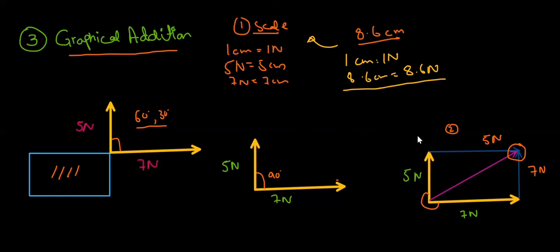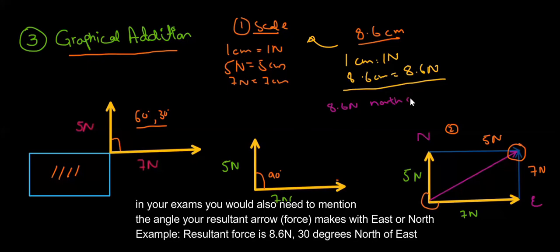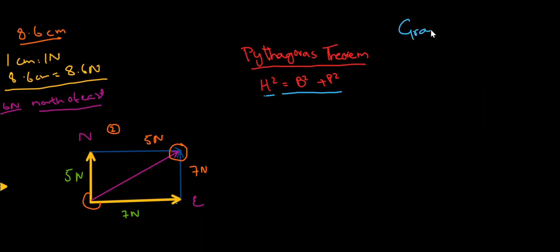Now there's a lot of ways to talk about direction, but I will talk in terms of north and east. This is north, this is east. So I'll say that the net force acting on this box is 8.6 Newton north of east. This is east, and the force is north of east. Now one last thing that I want to mention is graphical addition with reference to the Pythagoras theorem. This is important because it usually pops up in P1, and for those that have not attempted this question before, it gets kind of confusing.